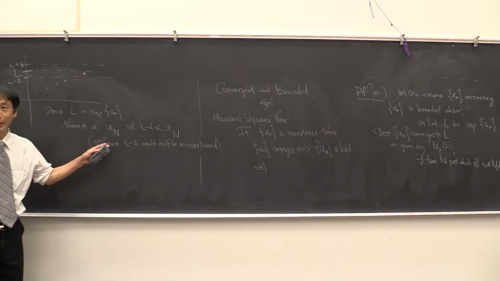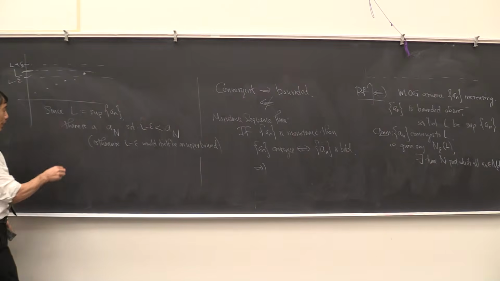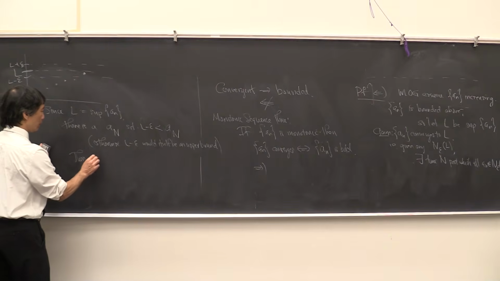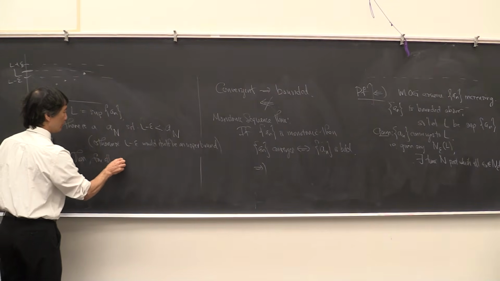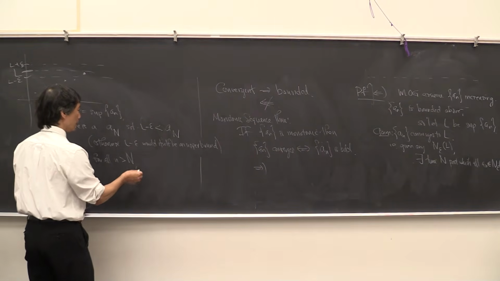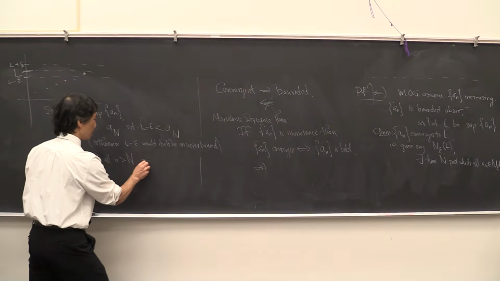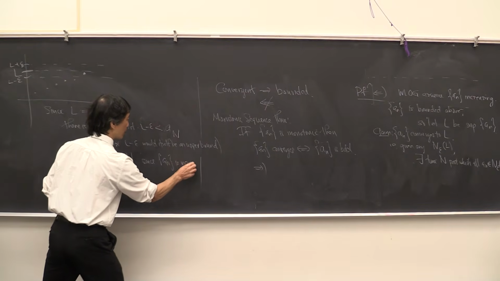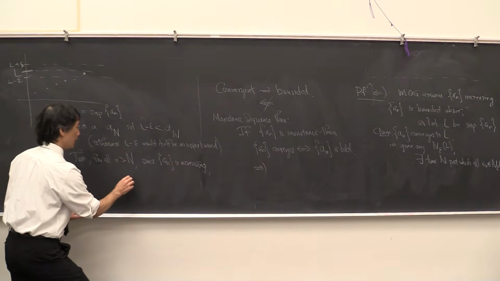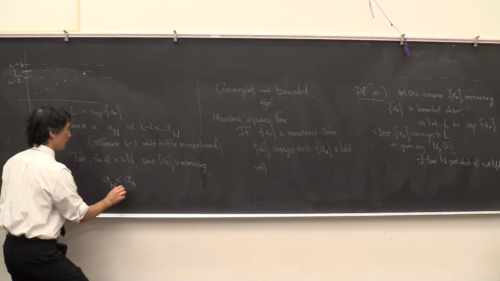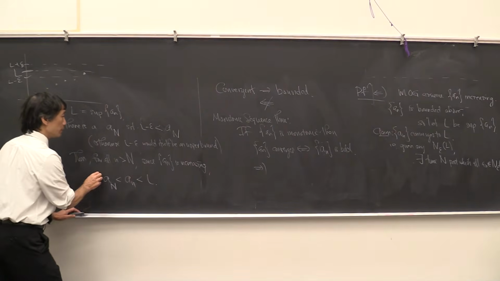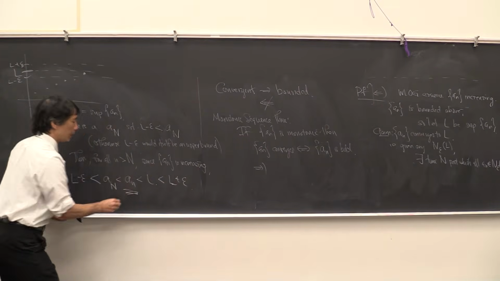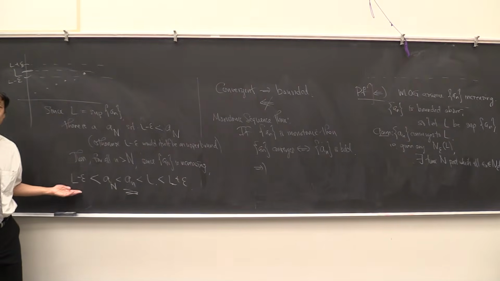Well, take that capital N. Then for all little n bigger than that capital N, since the sequence is increasing, all the a sub n's are going to be bigger than that guy, and of course they're going to be smaller than L. And so all of those a sub n's are going to be between L minus epsilon and L plus epsilon.